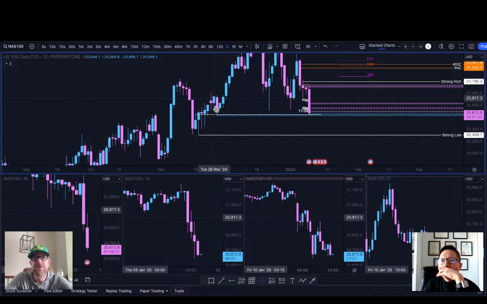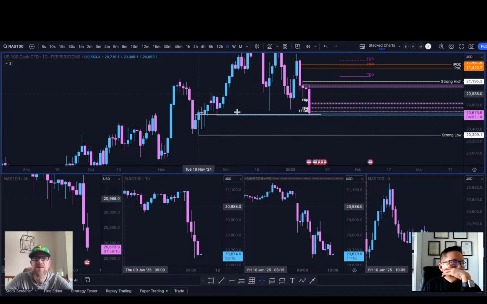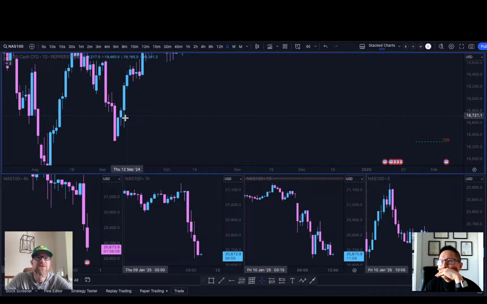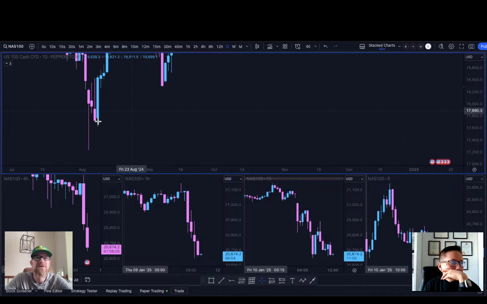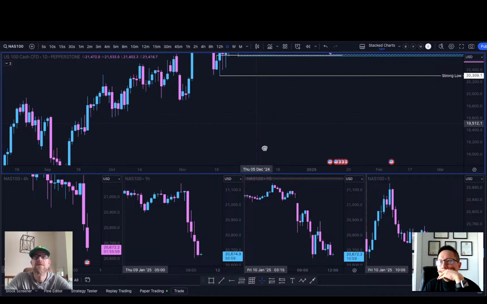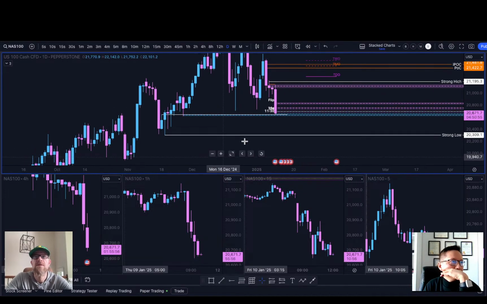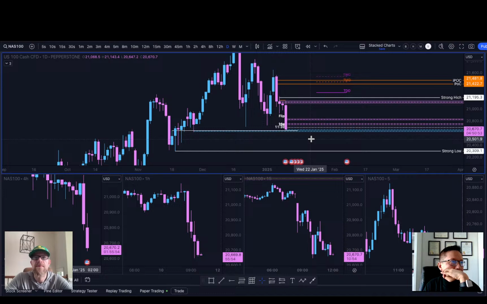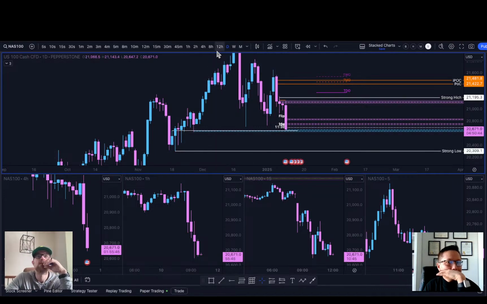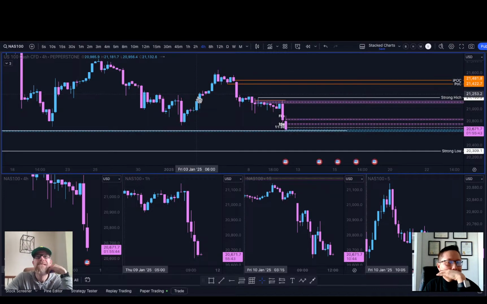So literally this is the pullback that made the high on a daily. There's no mitigation here. All that's inducement for here. And this didn't mitigate anything here. So do we assume today we break this low into this zone between here and here? I would favor that.